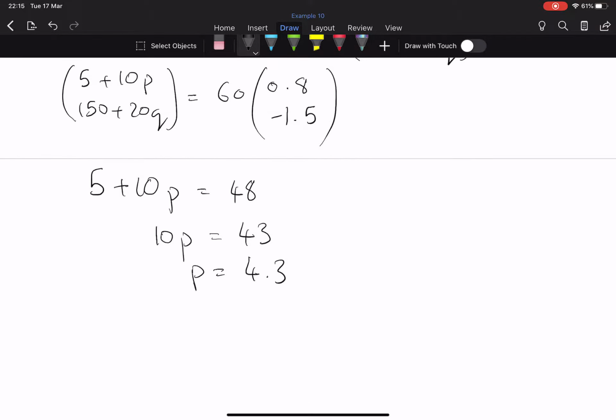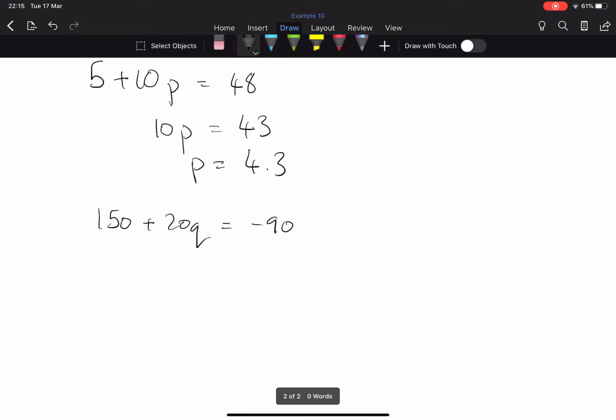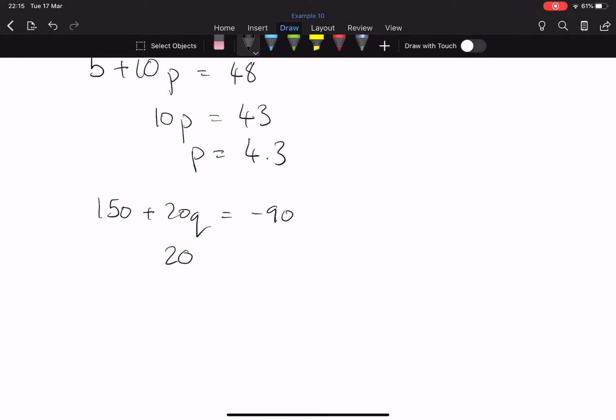And let's look at the second equation that we can get from the vertical component. We know that 150 plus 20q equals 60 times minus 1.5, which is minus 90. So we can solve this to find out what q is. So 20q equals minus 240, and if we divide by 20, we get q equals minus 12.